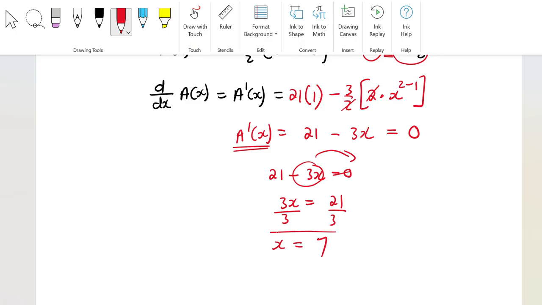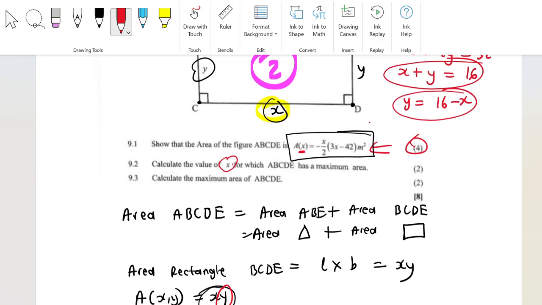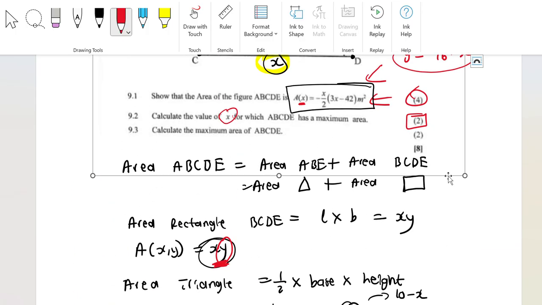Well, this value of x of 7 is the value of x which will give you the maximum area when you put it inside this expression over here. And this was 2 marks. Okay. Now let's move on to the last one.